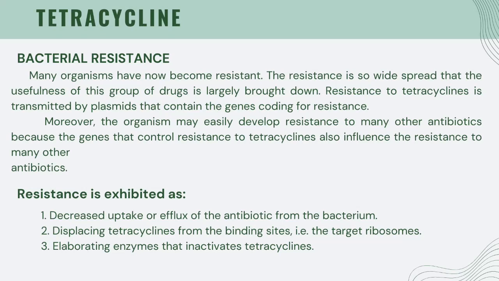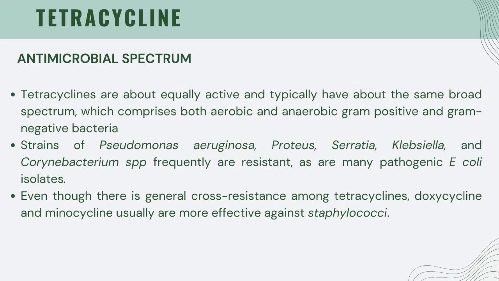Resistance to tetracyclines is transmitted by plasmids that contain the genes coding for resistance. Moreover, the organism may easily develop resistance to many other antibiotics because the genes that control the resistance to tetracyclines also influence the resistance to many other antibiotics. Tetracyclines are about equally active and typically have about the same broad spectrum, which comprises both aerobic and anaerobic gram-positive and gram-negative bacteria.